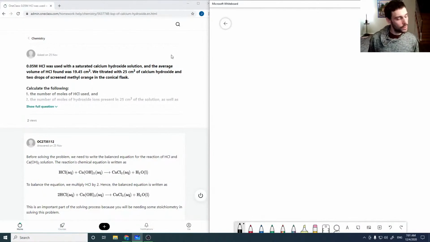0.5 molar HCl is used with saturated calcium hydroxide, and the average volume of HCl was 19.45 centimeters cubed. We titrated with 25 centimeters cubed of calcium hydroxide. What we mean by titrated with is we reached a chemical balance here, or in an acid-base question, it's going to be neutrality.